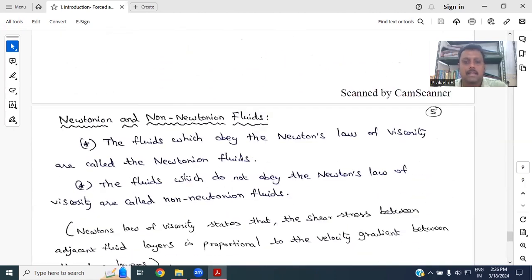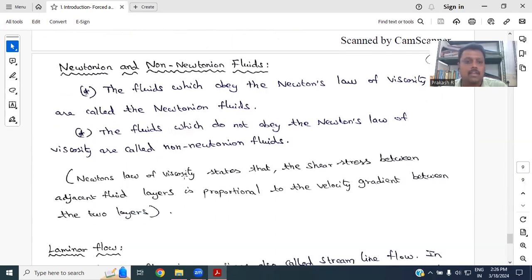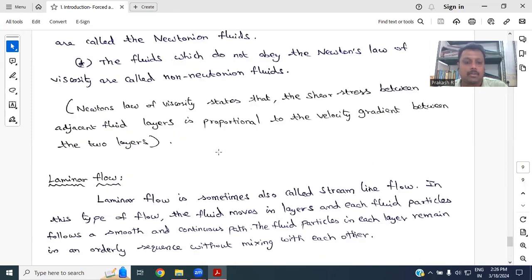These are the various numbers we are going to deal with when we are solving problems on the convection mode of heat transfer. And next, what is a Newtonian fluid and what is a non-Newtonian fluid. When the fluid obeys Newton's law of viscosity, it is called a Newtonian fluid. When the fluid does not obey Newton's law of viscosity, it is called a non-Newtonian fluid.